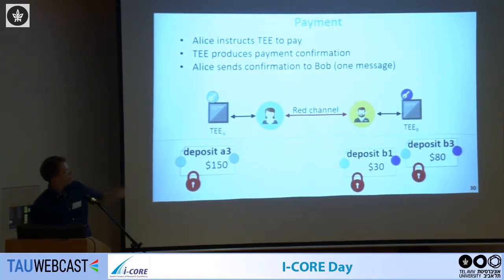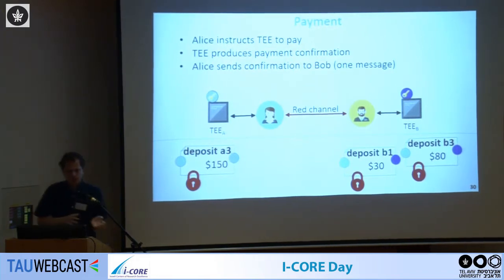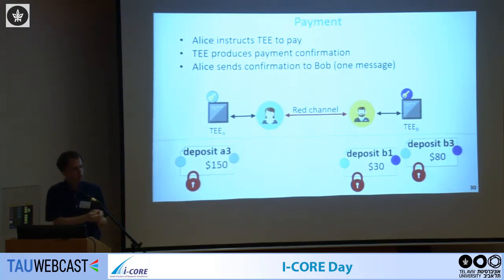And now we have the channels, and Alice is able to pay Bob. Now, to pay Bob, Alice just has to let Bob know, my TEE, my SGX, is updated with the new balance. Once the SGX produces this confirmation, Bob knows that it will not produce a transaction that pays Alice more than its current balance. The SGX is committing not to go back in time.